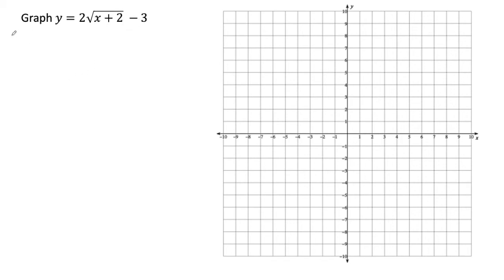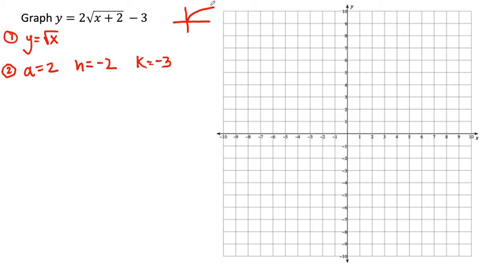And so, 1, I know the parent function is y equals the square root of x. 2, I know my a value is 2, my h value is negative 2, and my k value is negative 3. And so my h and my k are going to tell me my start point for my square root function. If you remember, it's going to look something like this. And so I know I'm going to start at the point negative 2, negative 3. That's my start point.